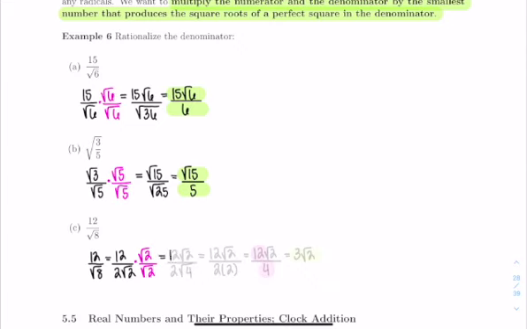So we end up with 12 square root of 2 over 2 times the square root of 4. Well, on the bottom, the square root of 4 is just 2. And so we have 12 root 2 all over 4. And we can simplify the 12 and the 4. 12 over 4 is just 3. And so we end up with 3 square root of 2 as our final answer.